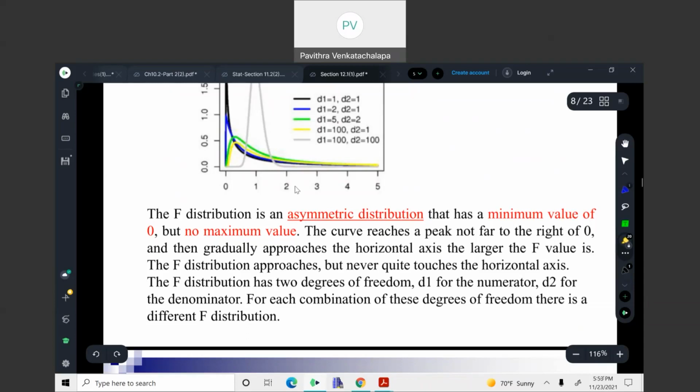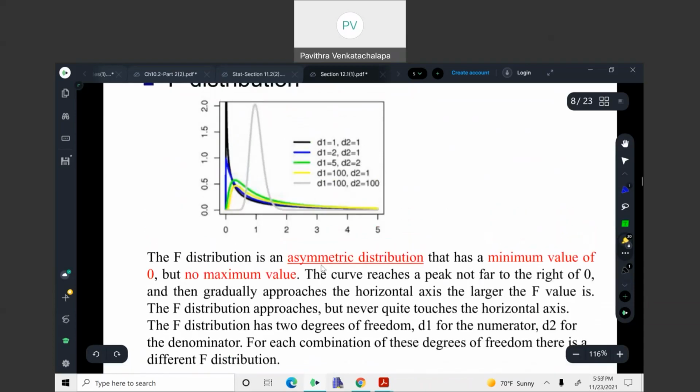Now as you can see here, the curve reaches a peak and then gradually approaches the horizontal line. But one thing you have to observe here is that it will never touch the horizontal line. It will be above the horizontal line and it will never touch the horizontal axis.